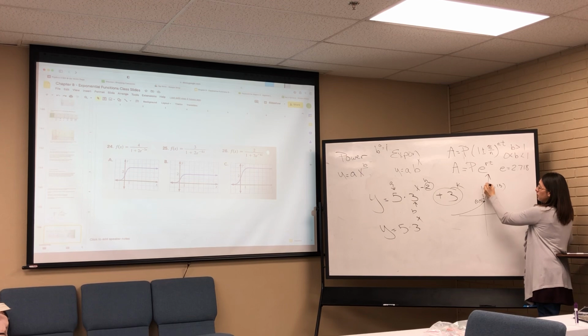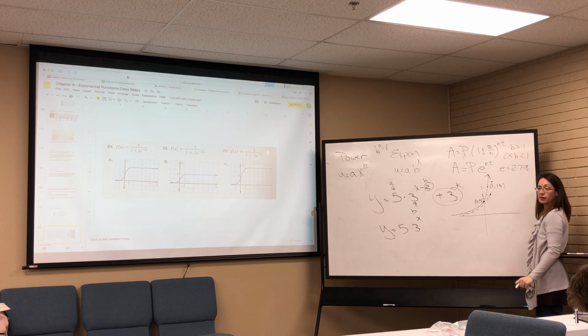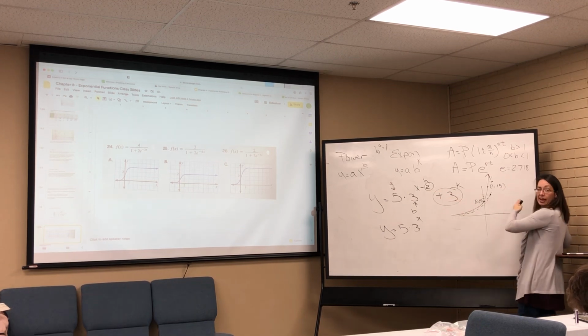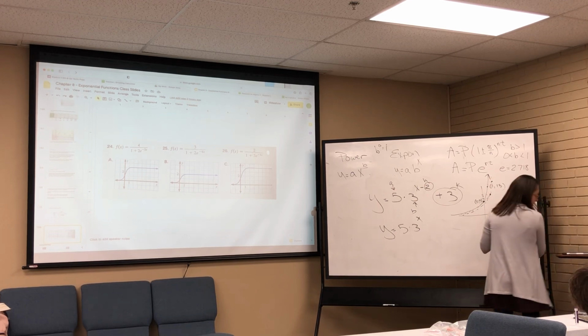And the same for this one. It's going to go up 3 and over 2. And that will be our new graph. Right? So our h value moves us along the x-axis. Our k value moves us along the y-axis.